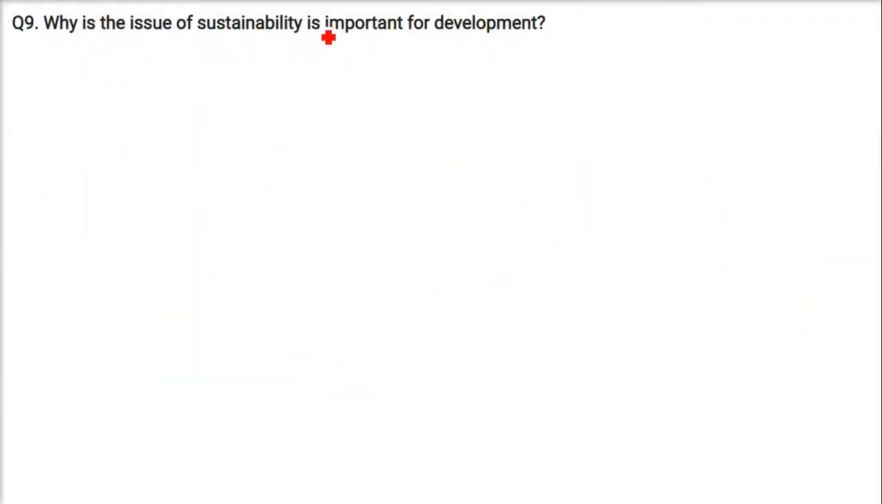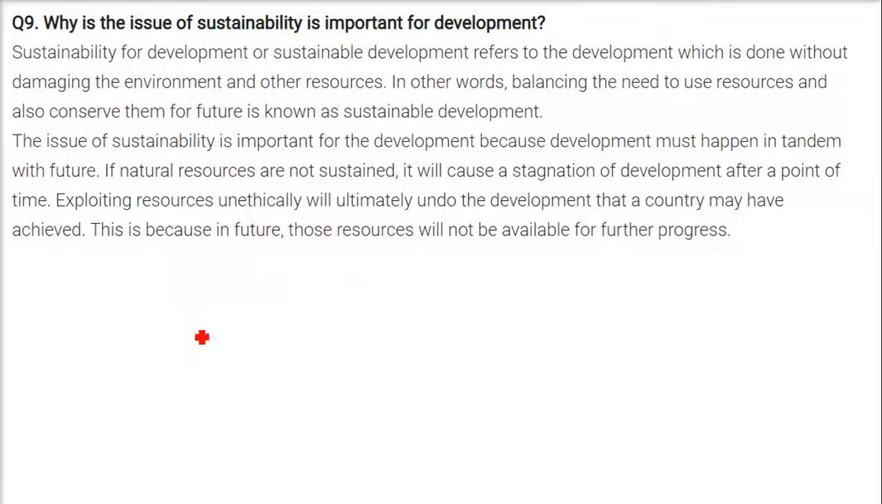Why is the issue of sustainability important for development? Let me tell you that you have, say, 50. Now you are using, say, 40 here. Now your kid will be left with only 10. His kid, if he uses all of the 10, the third generation will be left with 0.